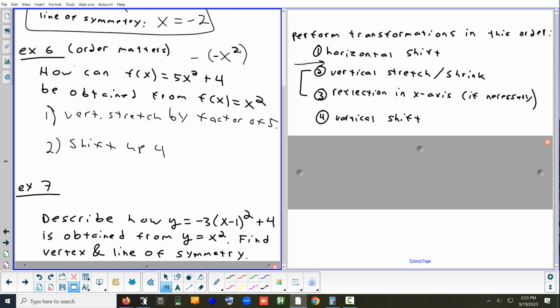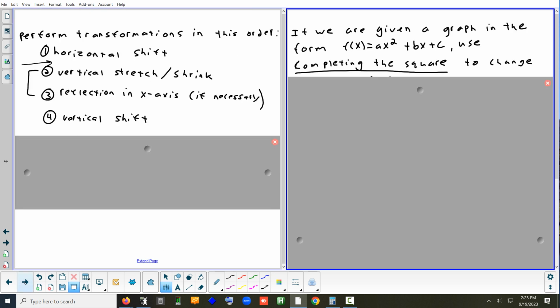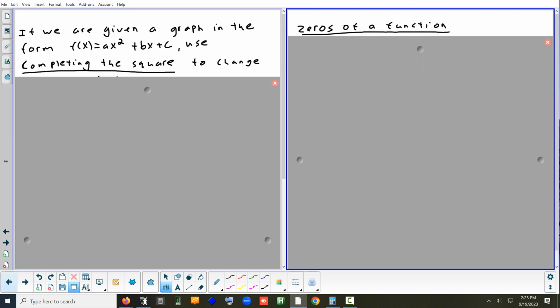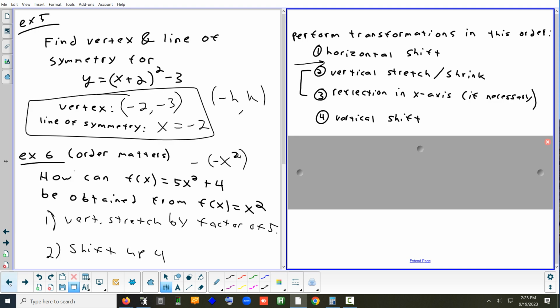Okay, so 7. And I think this is our last one that we're going to do. Oh, is there one more thing I want to mention? Oh yeah, the zeros of a function. Okay, maybe I'll mention that quick.